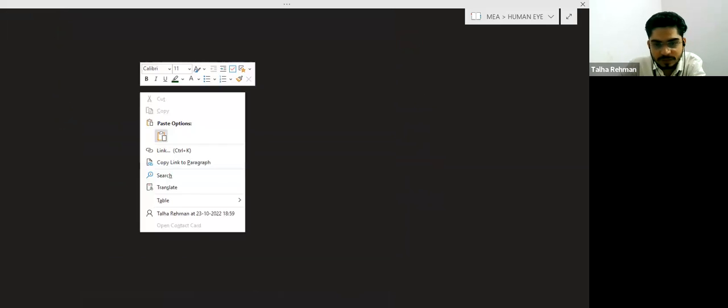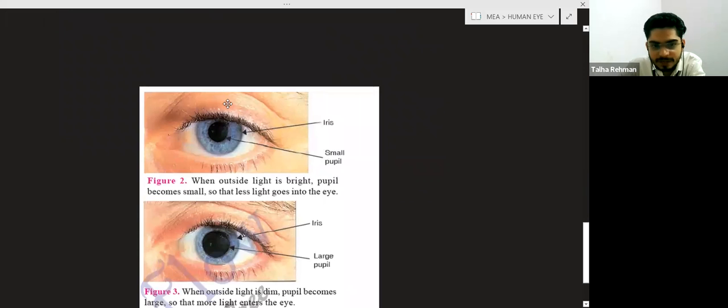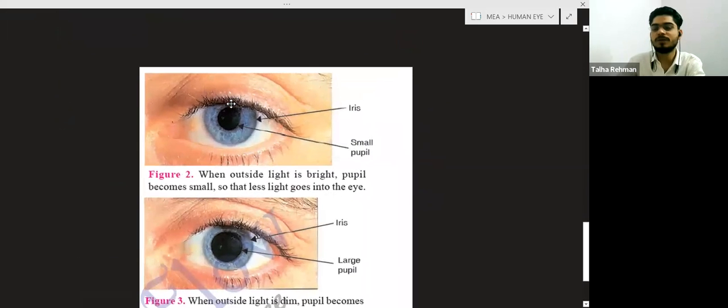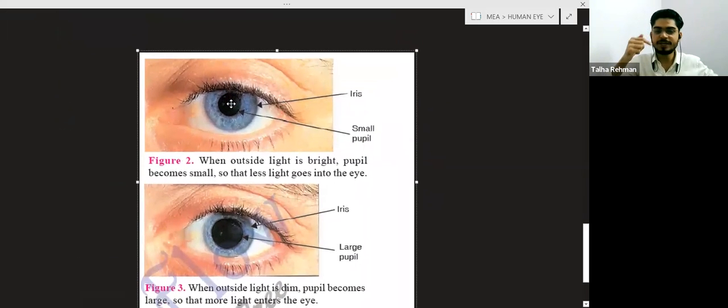We all have this, na? So this black part is the pupil. You can see it in your eyes also. This black part is a pupil. And what happens? The size of this pupil will be changed or adjusted by this iris. This is iris and this is pupil.